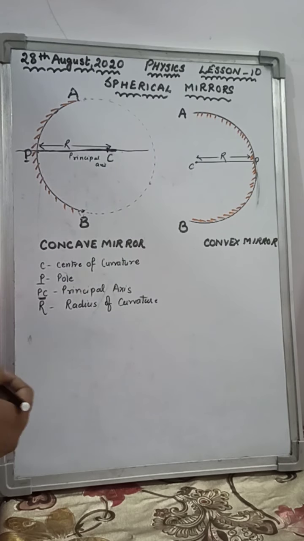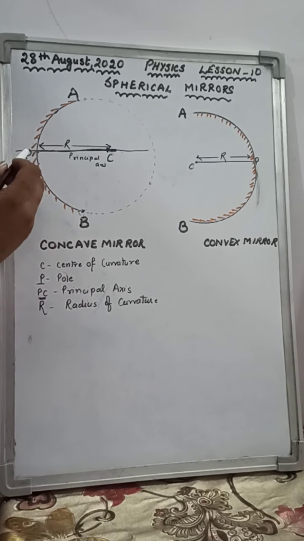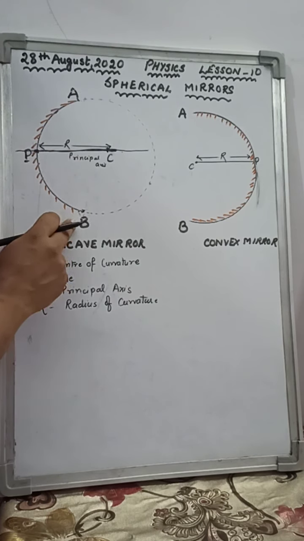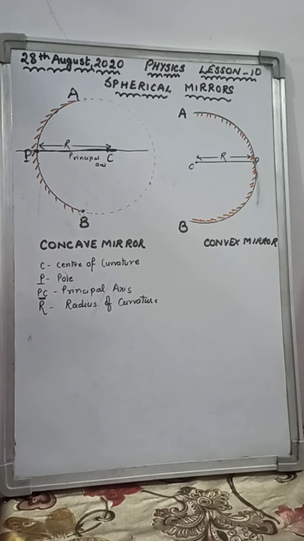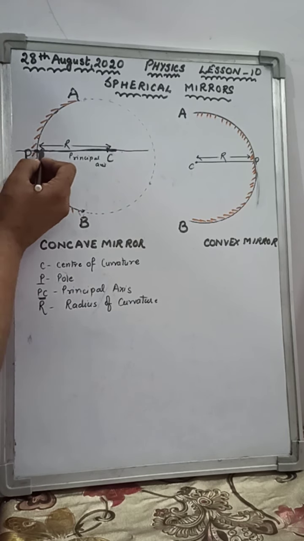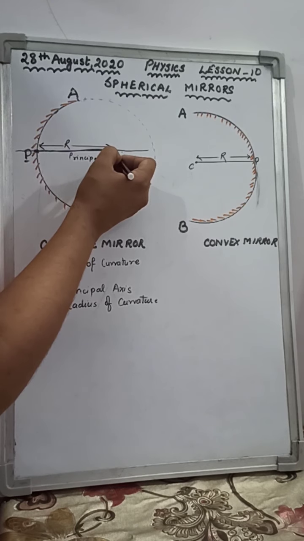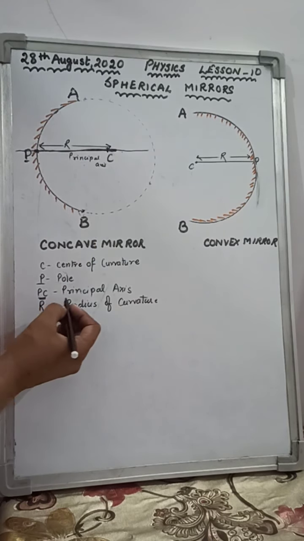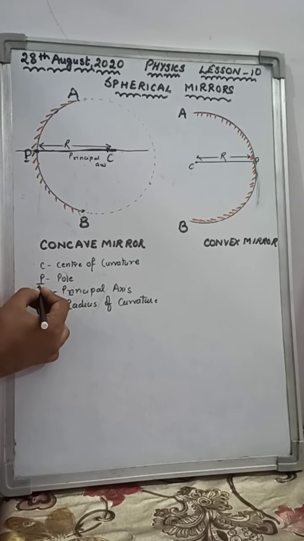Next is your pole. This is P, represented by P. The geometric center of the spherical mirror is known as the pole. Next, principal axis. The line passing through the pole and center of curvature is known as the principal axis. Clear? So these are the terms.